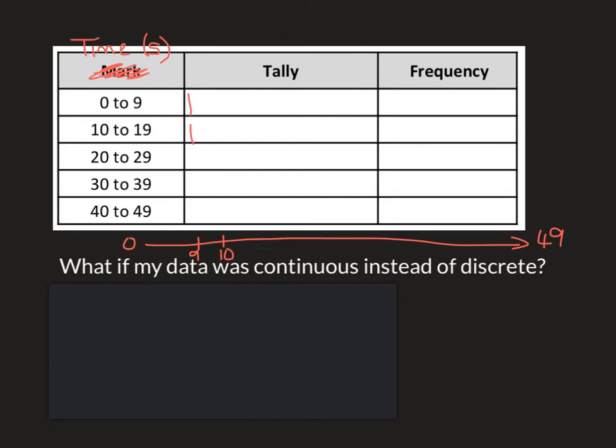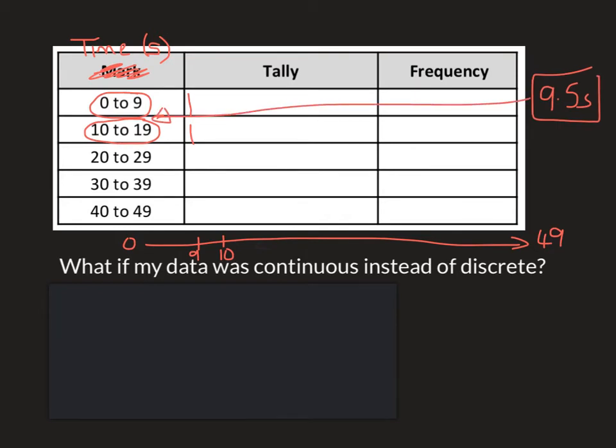And the next person measured their time as 9.5 seconds. Right, I'm going to put that. Oh, wait a minute, I've got nowhere to put it, because here I've got 0 to 9, and here I've got 10 to 19. Well, this value is in between, so I've got nowhere for it to go.